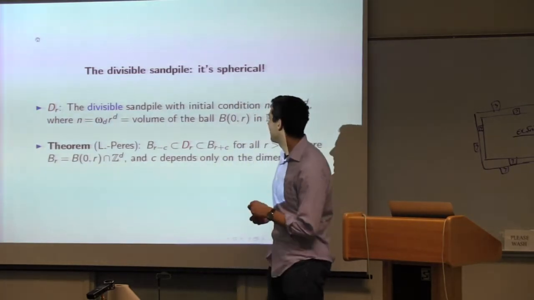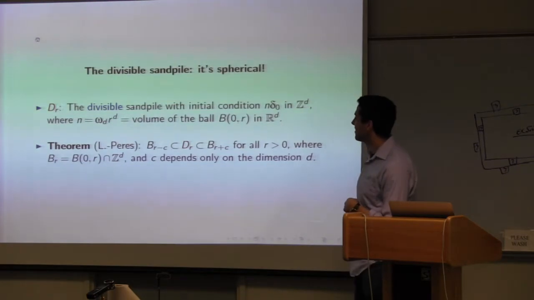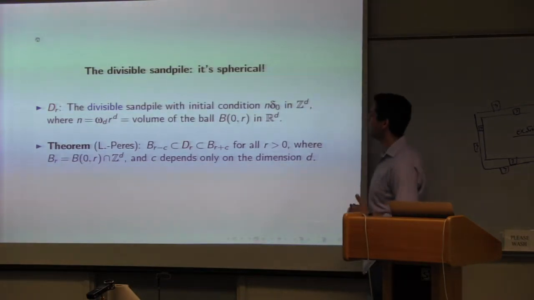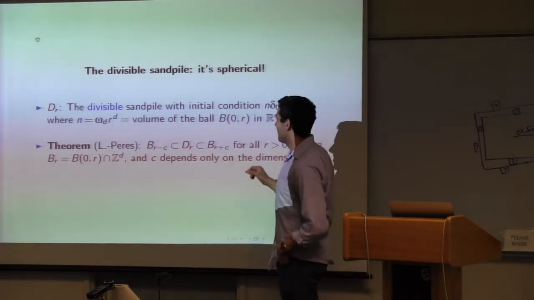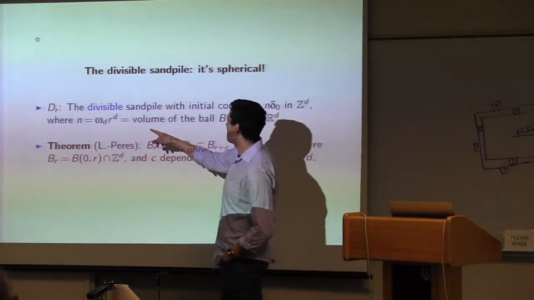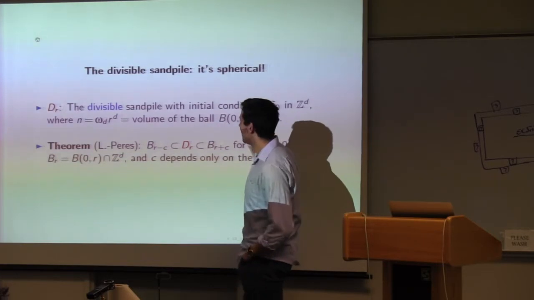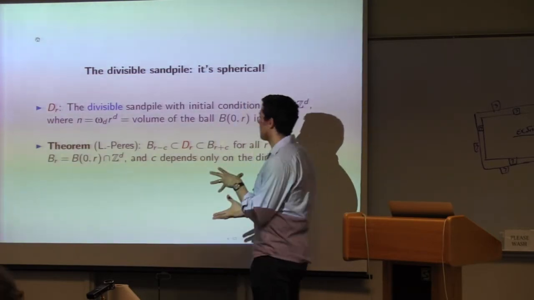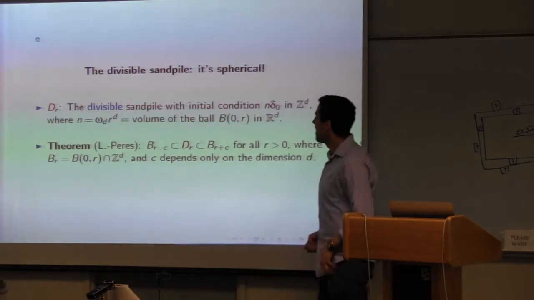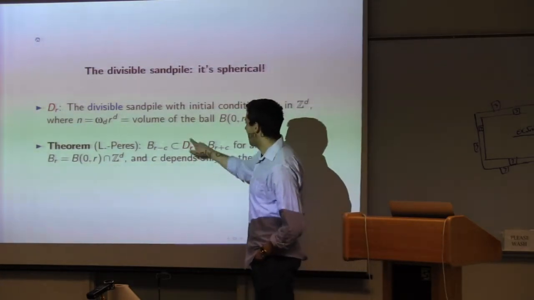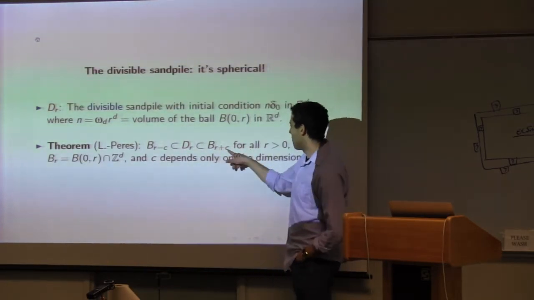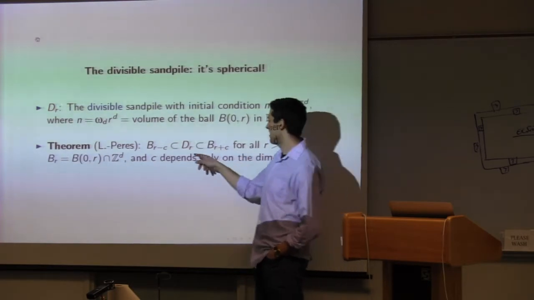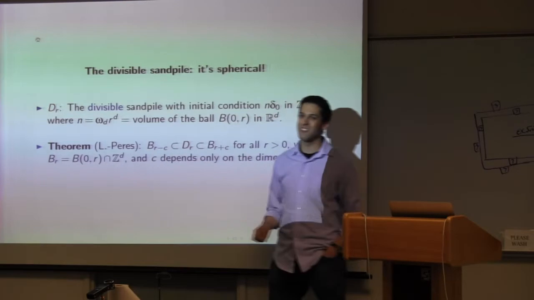So you can perform the same experiment that we did in the beginning. Start with mass n at the origin, and spread it out according to this divisible sandpile rule, and see what happens. Well, the behavior is really different. If you let n be the volume of the ball of radius r in R^d, so you start with enough mass to fill up a ball of radius r, then in fact the set of sites that topple, that's D_r, is really close to that ball. It's contained in a ball of just constant larger radius and contains a ball of constant smaller radius.